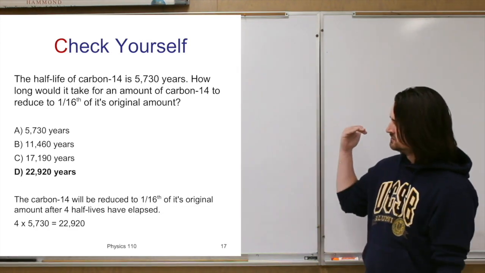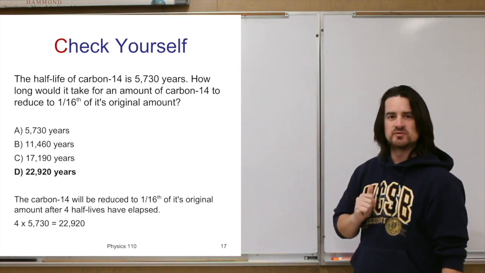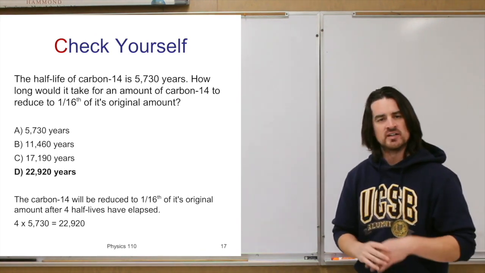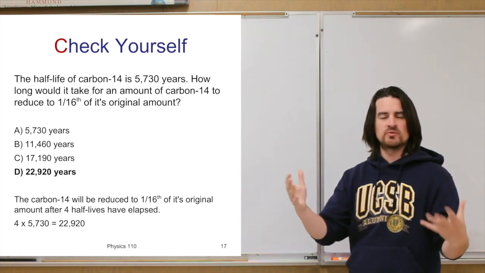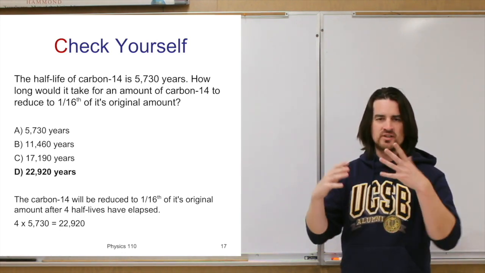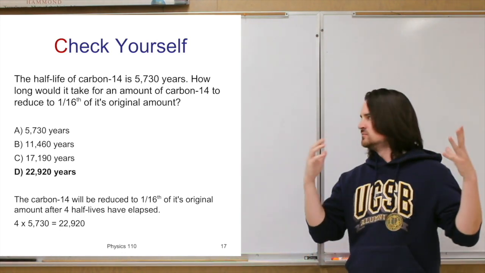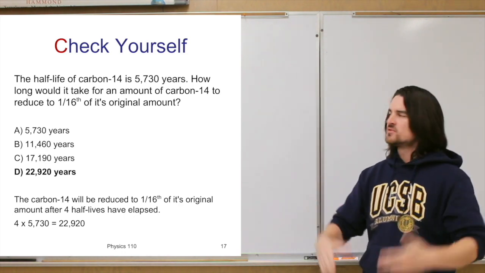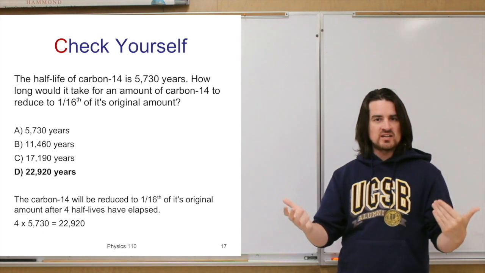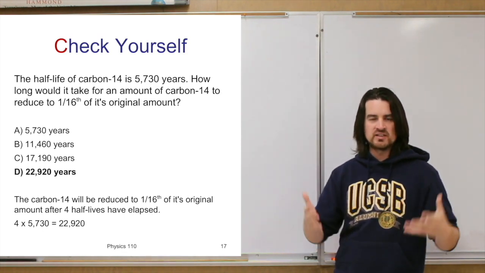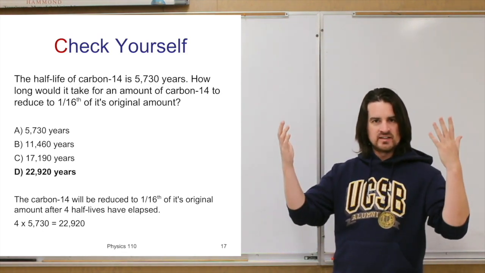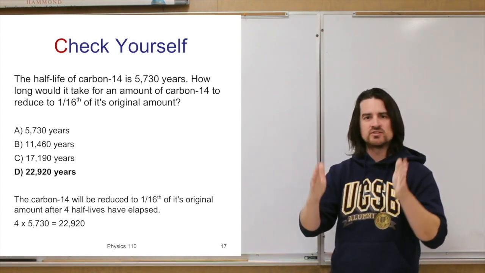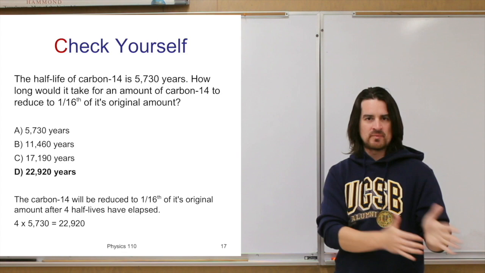Alright, well, turns out it's deep. It's almost 23,000 years to get to 1/16 of the original amount. And again, it doesn't matter how much you start with. You could have started with a kilogram, a gram, or 1,000 kilograms. Since it's decaying radioactively, it has its half-life, and every half-life, you're cutting that amount down by half again.